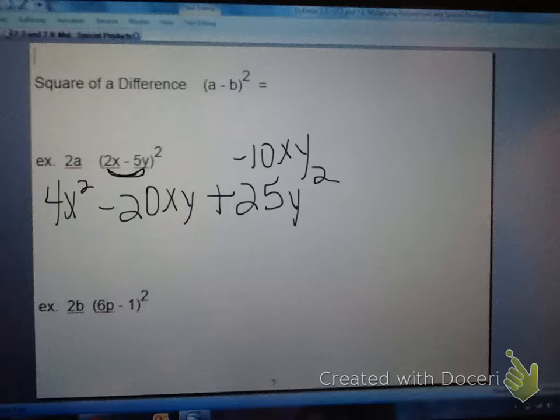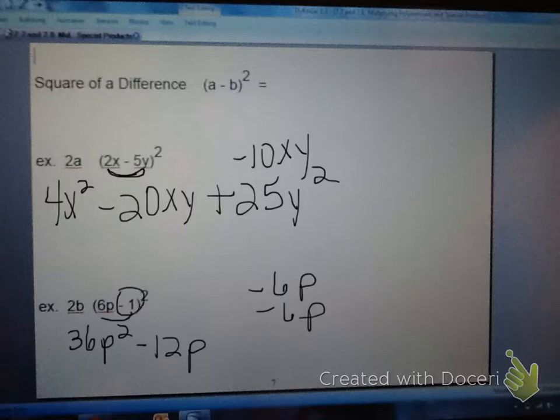Example 2b, we're going to square the first term. Multiply these two together. That's a negative 6p. Double it. Gives us a negative 12p. And then we're going to square the last term. Now make sure you're very careful about this. Negative 1 squared is a positive 1.